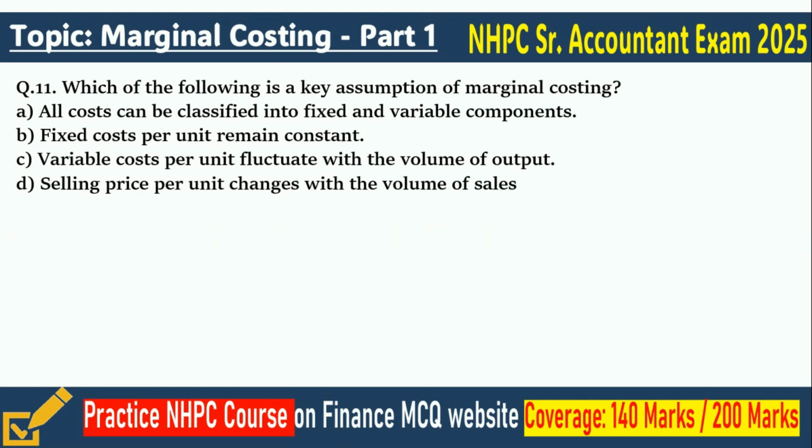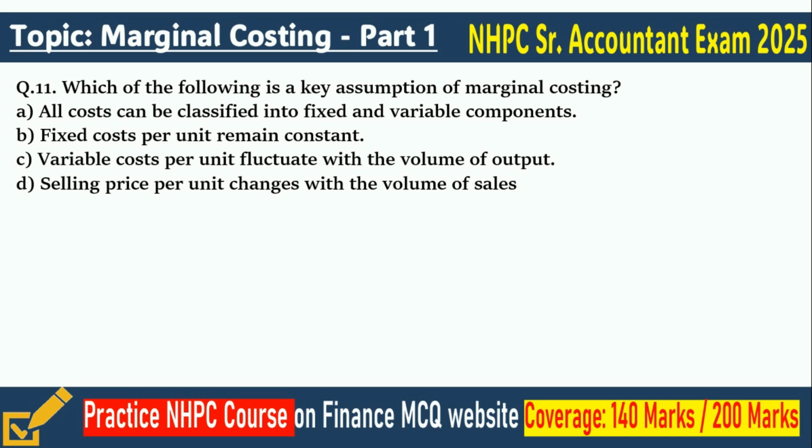Moving on. Friends, next question. Which of the following is the key assumption of marginal costing? Option A, all cost can be classified into fixed and variable components. Option B, fixed cost per unit remains constant. Option C, variable cost per unit fluctuates with the volume of output. Option D, selling price per unit changes with the volume of sales. So, what's the correct answer?